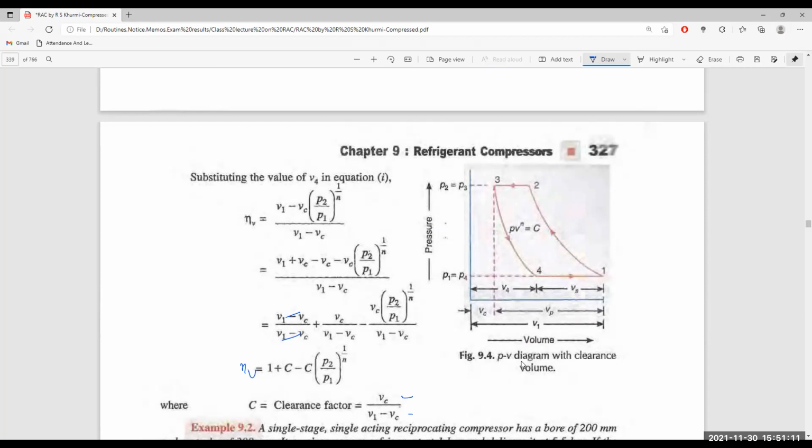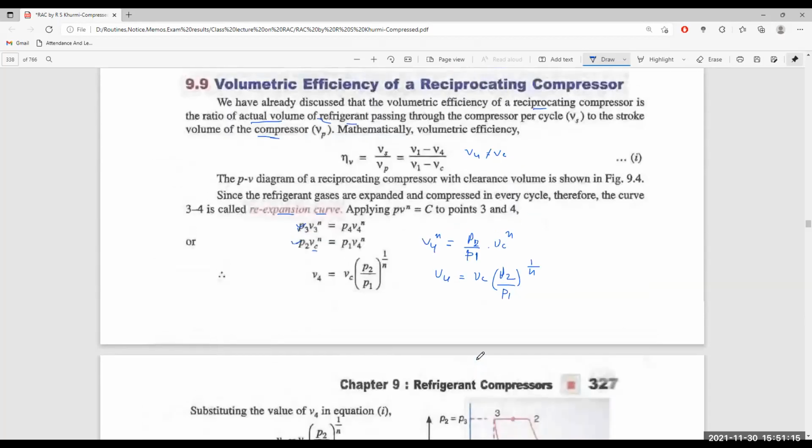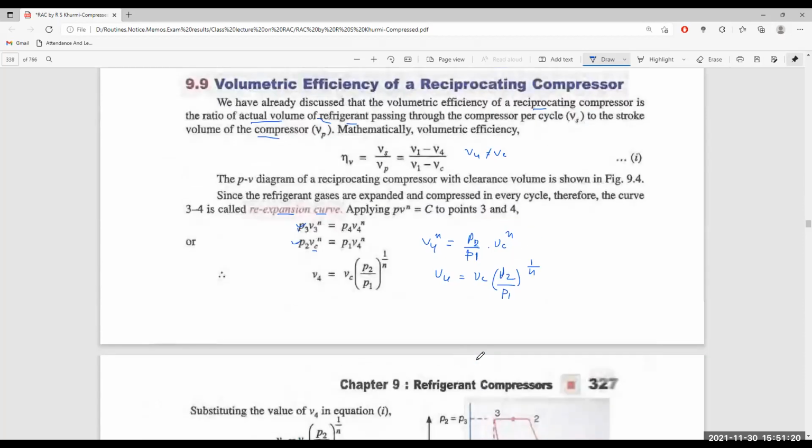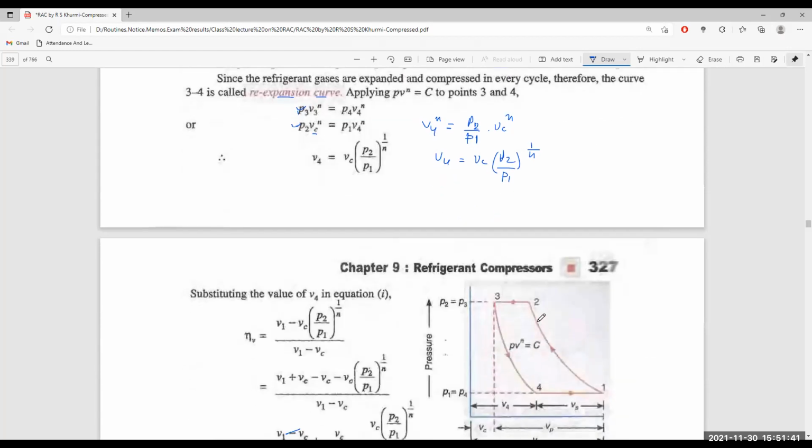So first, we need to understand what volumetric efficiency is. It is given by the volume of the fluid supplied by the cylinder divided by the swept volume. The volume of the fluid supplied is V1 minus V4, and the swept volume is V1 minus the clearance volume.